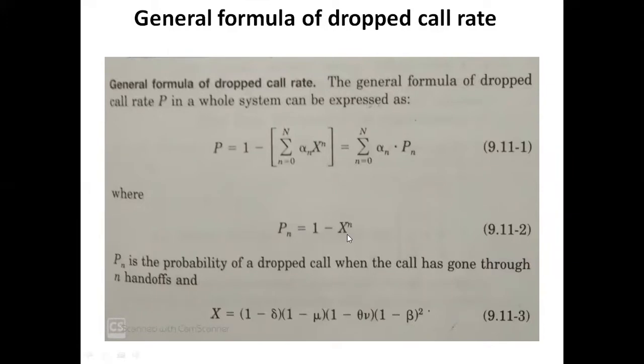What is x here? x is in terms of delta, mu, theta and beta. x is equal to (1 minus delta)(1 minus mu)(1 minus theta)(1 minus beta) whole squared. So x depends on delta, mu, theta and beta. These are all probabilities which we will discuss here.